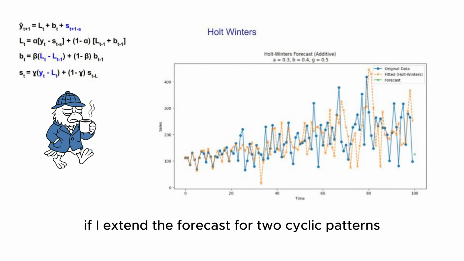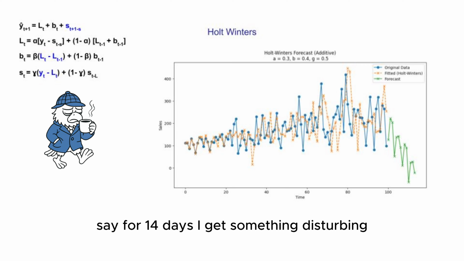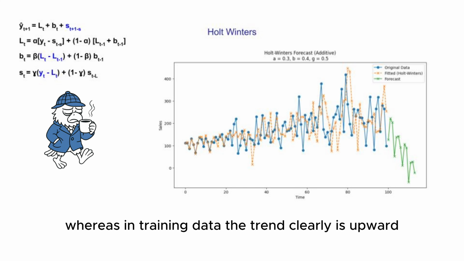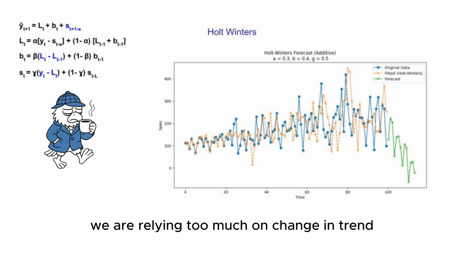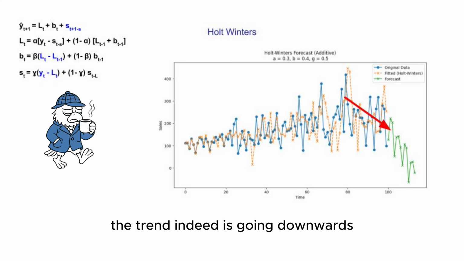If I extend the forecast for 2 cyclic patterns, say for 14 days, I get something disturbing. Can you see the problem? Though cyclic, our predictions are going down, whereas in training data, the trend clearly is upward. The problem here is, we are relying too much on change in trend. For the last part in our series, the trend indeed is going downwards, so all we need to do is rely less on the current belief on trend and more on the past belief.